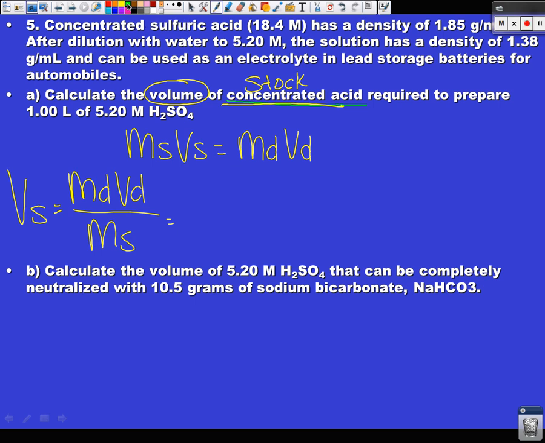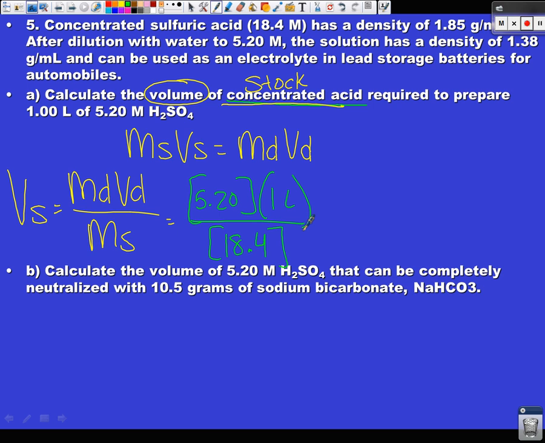Okay. We know that if we've got a stock and we've got a dilute, I don't care what words it uses, which number must be the stock concentration? The higher one. Well, what's higher out of 18.4 and 5.2? 18.4. So we know that 18.4 must go on the bottom. Now, there's only one other molarity anywhere in this problem, right? And what is it? 5.2. And didn't it tell you that it was diluted to 5.2 molar? Yes. And what was the volume of that 5.2 molar solution? 1 liter.